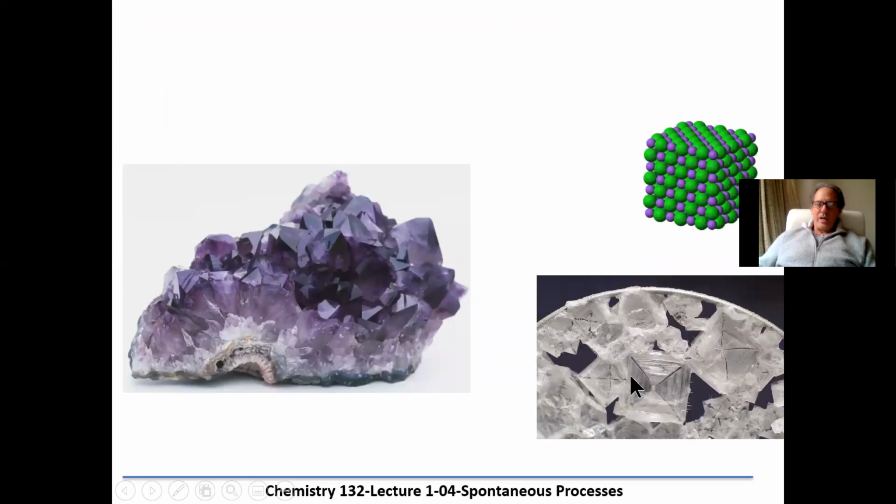These are highly ordered states. They're crystals. In crystals, the particles are arranged in an orderly state. This could represent, for instance, a crystal of sodium chloride: sodium ions and chloride ions in the ratio of 1 to 1.